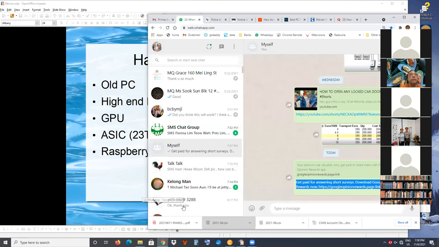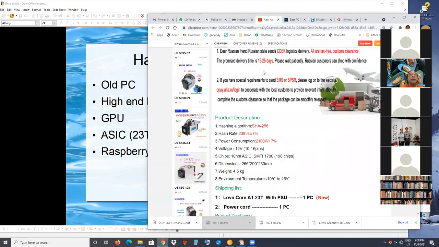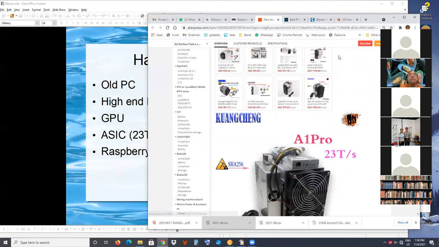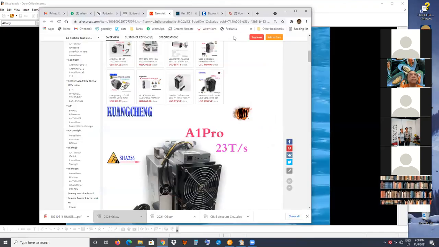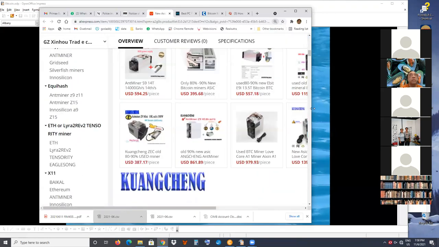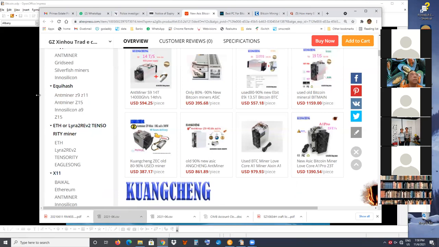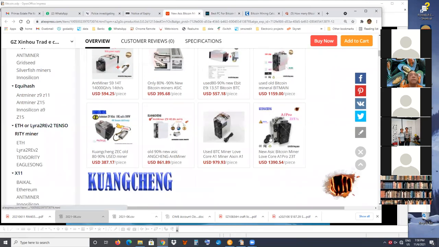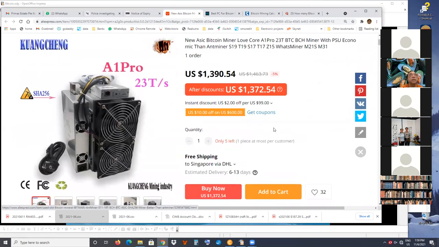Okay, if you look at the hardware, this is one of them. You go to AliExpress, you can find them already. It's US$1,300. You can buy a second-hand one, which is half the price. This one has 23 tera hash per second.